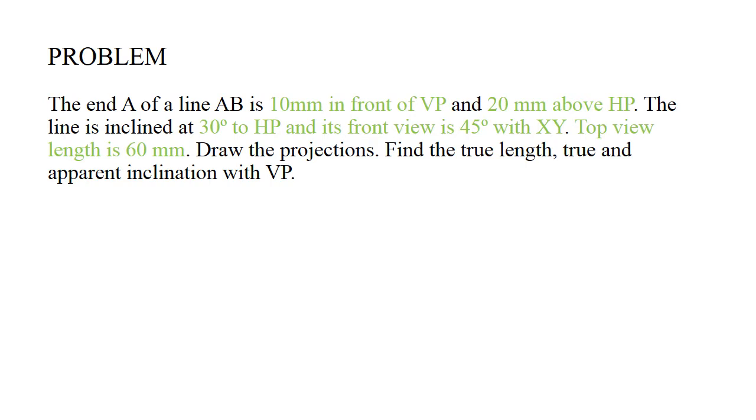So in this problem, the direct top view and front view is not given. So indirectly, they have mentioned or given all the data with which you can draw the top view and front view, and from which, using the rotating line method, you can find the true length and true inclination angles. So we'll see how to do that.